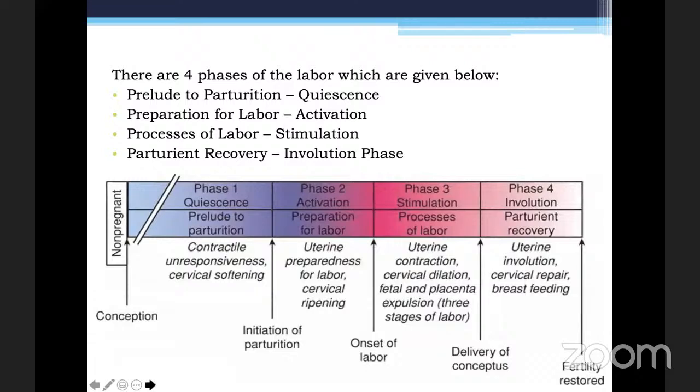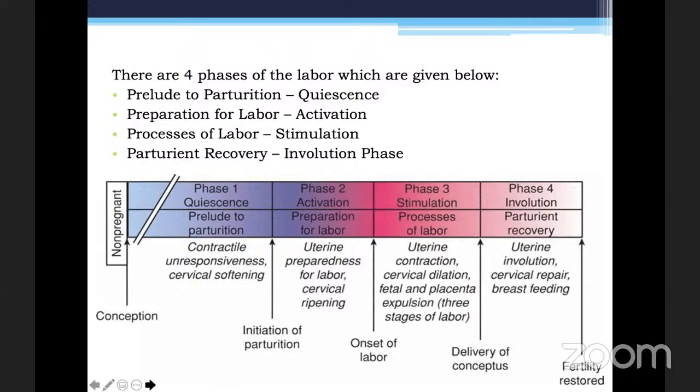The first phase, phase 1, is the quiescence phase, which is the prelude to parturition. In this, you would note contractile unresponsiveness and cervical softening. Phase 2, the activation, denotes a preparation for labor, and there will be the presence of cervical ripening. Phase 3, the stimulation, denotes the processes of labor. In this, there would be uterine contraction, cervical dilation, and fetal and placental expulsion.